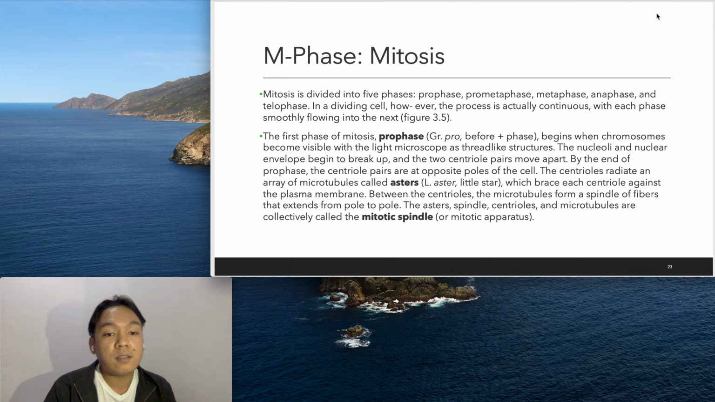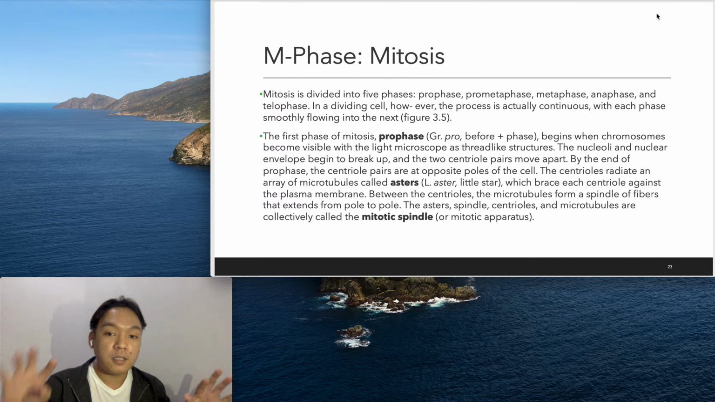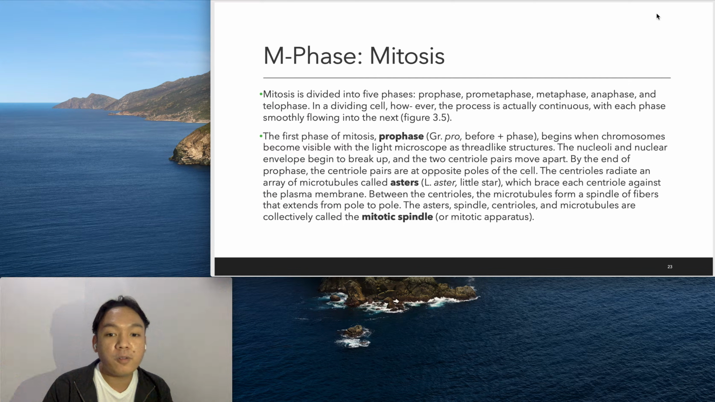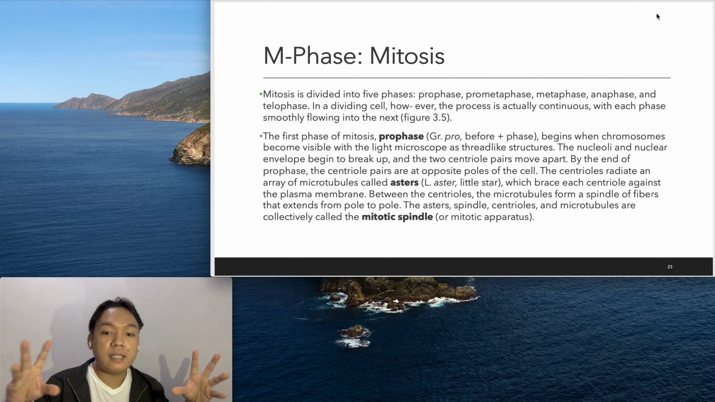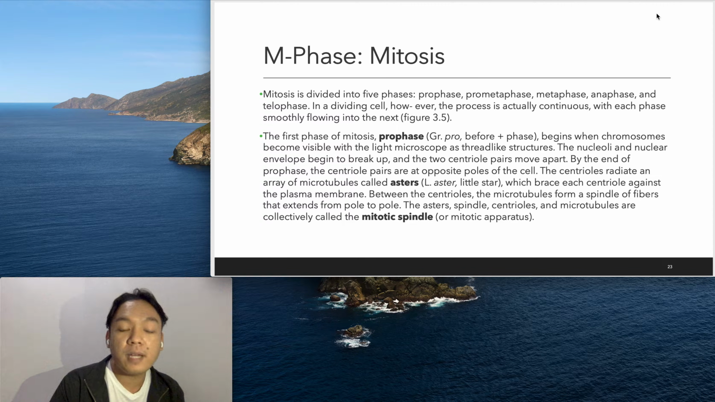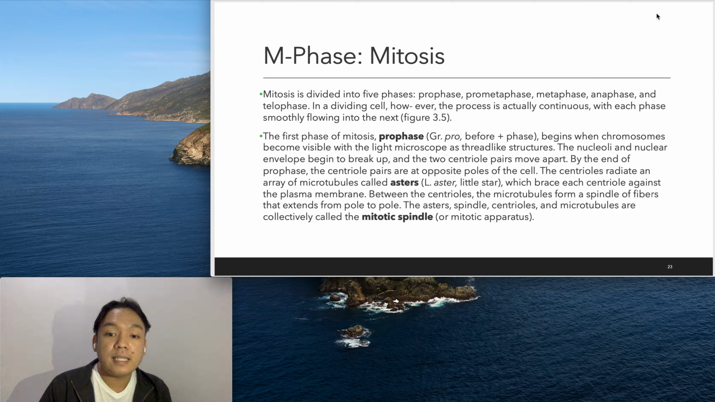The nucleoli and the nuclear envelope begin to break up, and two centriole pairs move apart. The centrioles are moving to the opposite poles of your cell. By the end of the prophase, the centriole pairs are at the opposite poles of the cell, and they will radiate an array of microtubules. They spread out, and we call those asters, or little stars, which attach to each centriole against the plasma membrane. Between the centrioles, the microtubules form spindle fibers, which extend from pole to pole. These asters, spindle, centrioles, and microtubules are collectively called your mitotic spindle or mitotic apparatus.